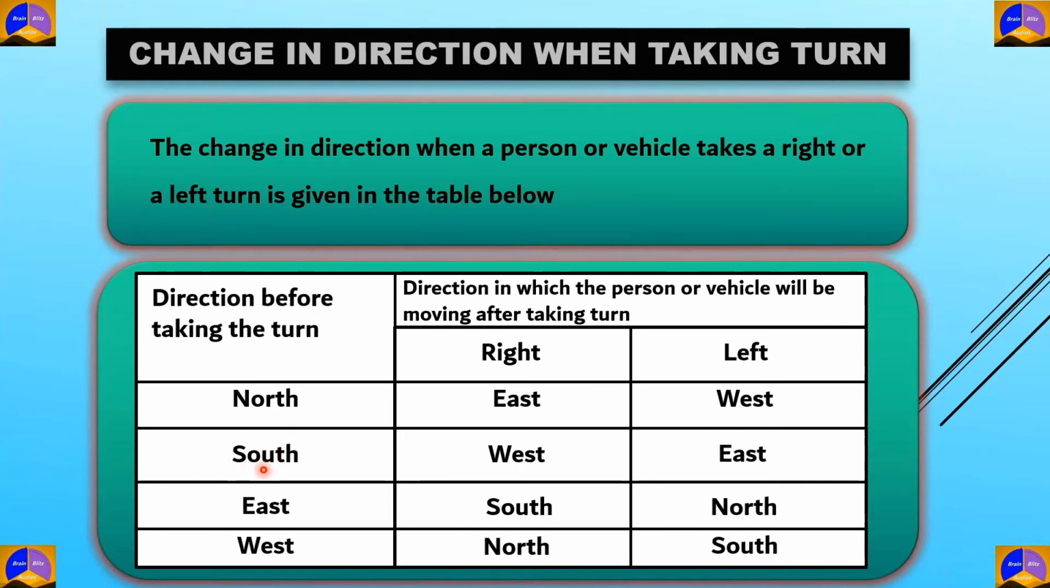If before taking the turn they were facing south, if they take a right, they will face west, and if they take a left, they will face east. Now, the direction before taking the turn is east. So if they take a right, it will be south, and if they take a left, it will be north. Similarly, west is the direction before taking the turn. Then if they turn right, they get north, and if they turn left, it will be south.